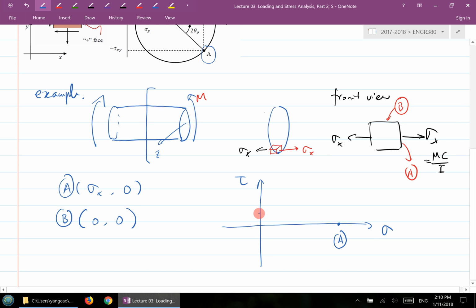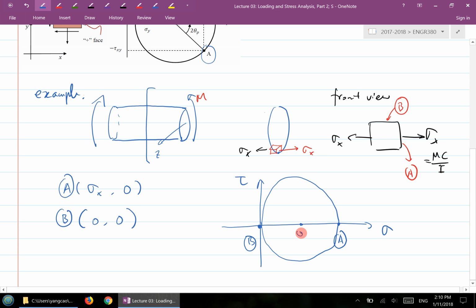And in this case, you can also easily find the coordinates of B. Coordinates B here. So that's it. And then you can form a circle with a diameter from A to B, that is, a radius of half of that. And that's your Mohr circle.